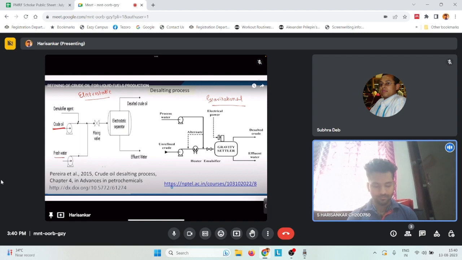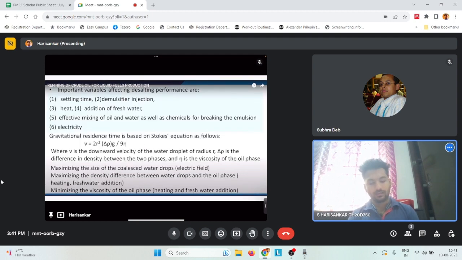Basically the concept is the same. We have crude oil, and this will be mixed with fresh water, and sometimes demulsifier agents or flocculant agents are also used. Once these are mixed, the salts are allowed to dissolve in this fresh water, and then this is separated either by using an electrostatic separator within the electrostatic desalting process, or by the gravity settling method, because water is heavier than crude oil. So water along with the salts will settle at the bottom, and desalted crude will come out at top, and this effluent water will be rich in salts. These are the two different types of desalting method usually used in refineries.